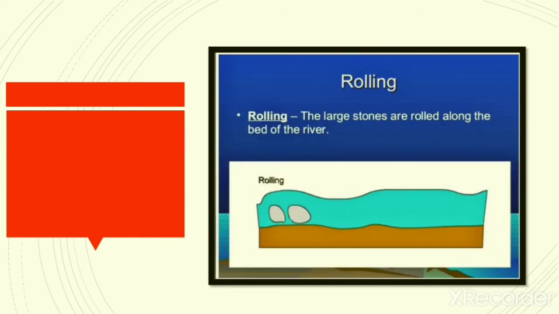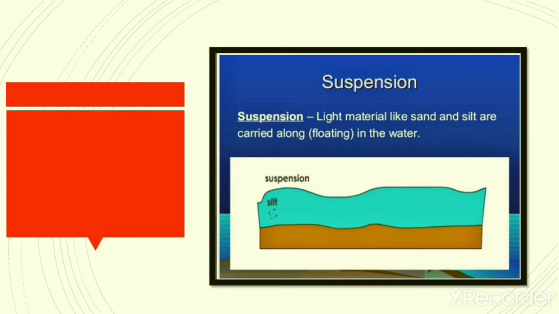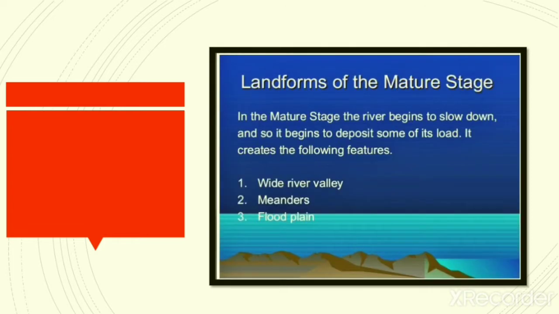So let's start. Rolling. The large stones are rolled along the bed of the river. Bouncing. The smaller pebbles are bounced along the bed of the river. Suspension. Light material like sand and silt are carried along in the water. Solution. Dissolved materials are carried along by the river.